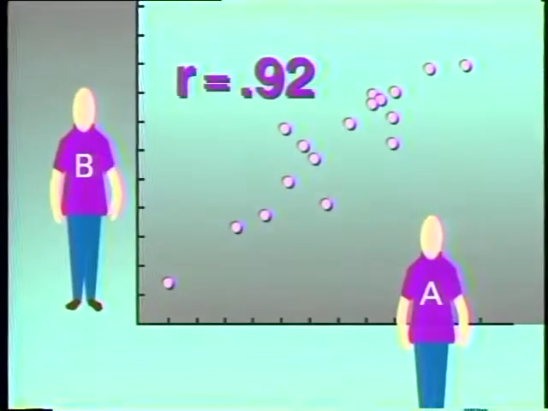As R gets closer to -1, the linear association between the two variables again gets stronger. But this time, the association is negative. As one variable increases, the other tends to decrease. Returning to the scatter plot of twin heights, the correlation coefficient for pairs of twins is 0.92.